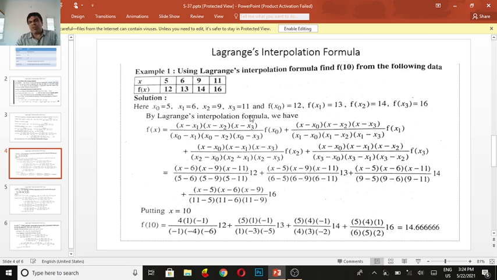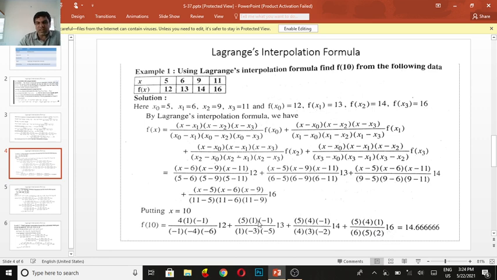Here we want to find f of 10, so x is 10. I replace x by 10. Putting x equal to 10, we get 4, 1, minus 1 divided by minus 1, minus 4, minus 6 into 12, plus 5, 1, minus 1 divided by 1, minus 3, minus 5 into 13, plus 5, 4, minus 1 divided by 4, 3, minus 2 into 14, plus 5, 4, 1 divided by 6, 5, 2 into 16.